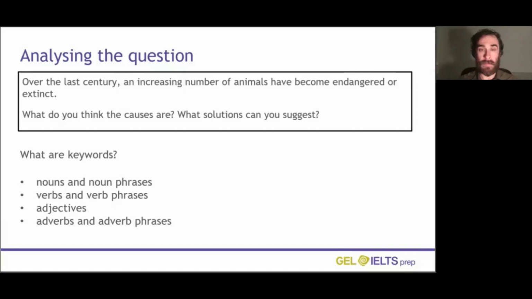So in this question, the keywords are: Over the last century. This is a time adverbial, and it's important because it means we're only focusing on the last 100 years. So we're not talking about all of human history, we're just talking about the last century. An increasing number. Okay, so something is going up. Animals.